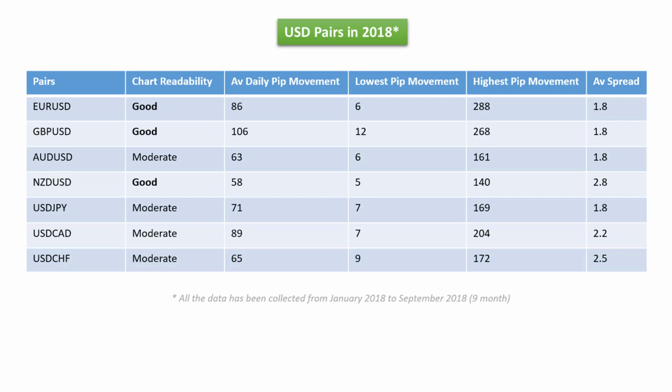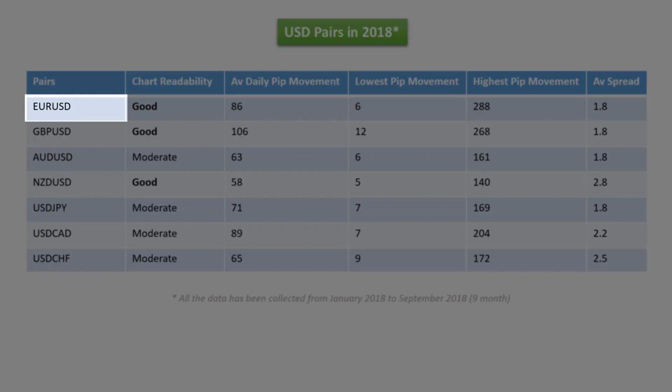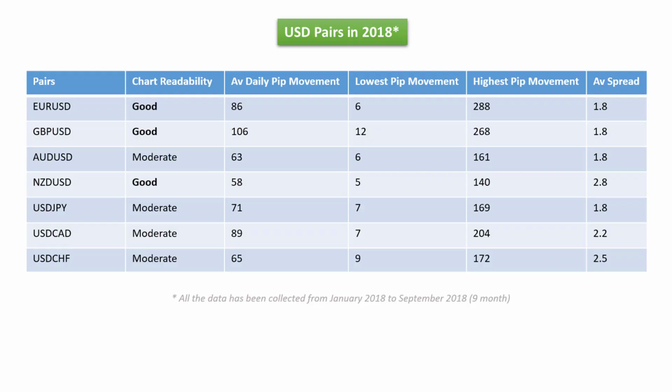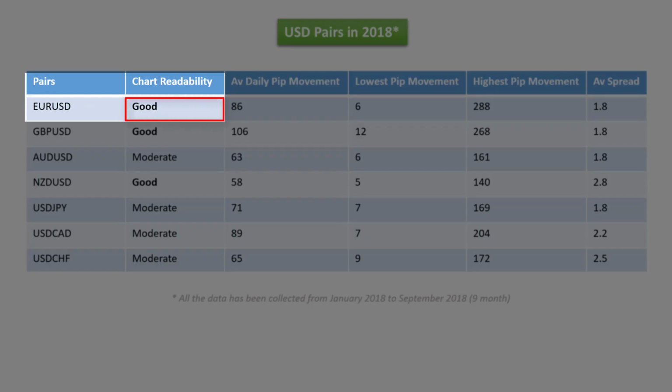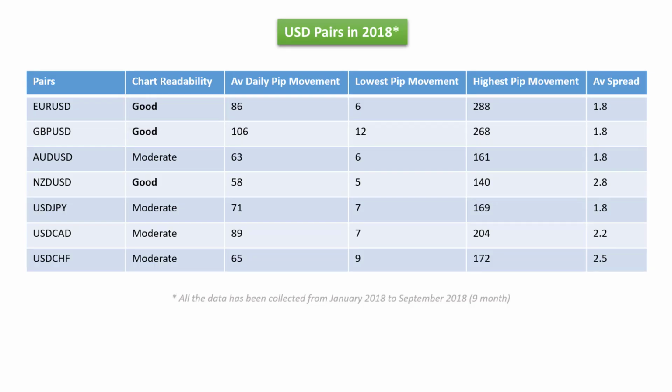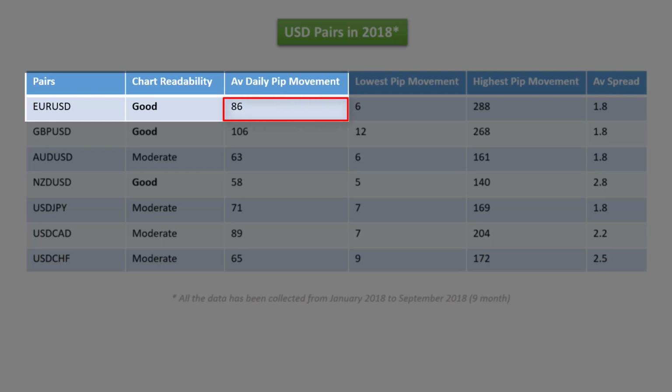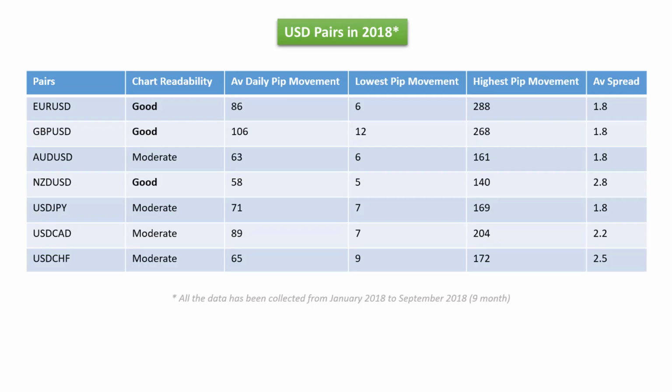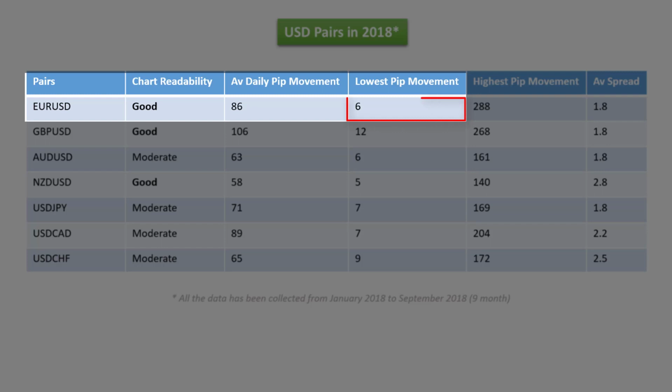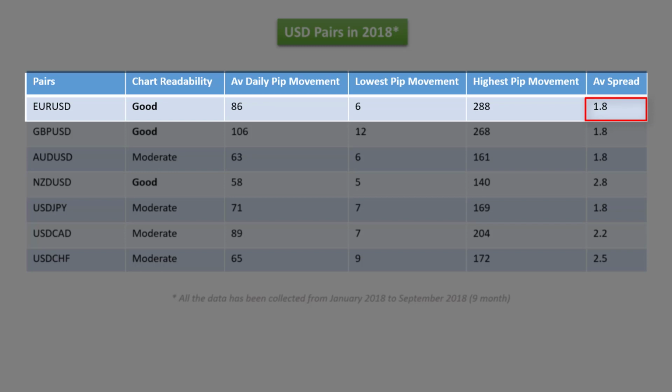For example, the first currency pair in this table is the Euro US dollar. If you look at the Euro USD row, you will see that the chart readability status for Euro USD is referred to as good, which means the price predictability of the Euro USD chart is very high and dependable. Then by the second column, you can see that the average daily pip movement of Euro USD is 86 pips from January to September 2018. In this trading period, the lowest pip movement on Euro USD was only 6 pips, while at its highest peak, it moved 288 pips in one single day. And the spread of Euro USD is 1.8 pips on average.